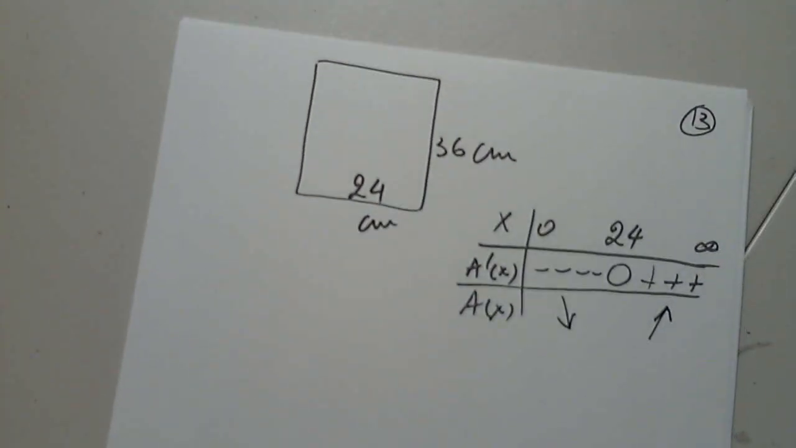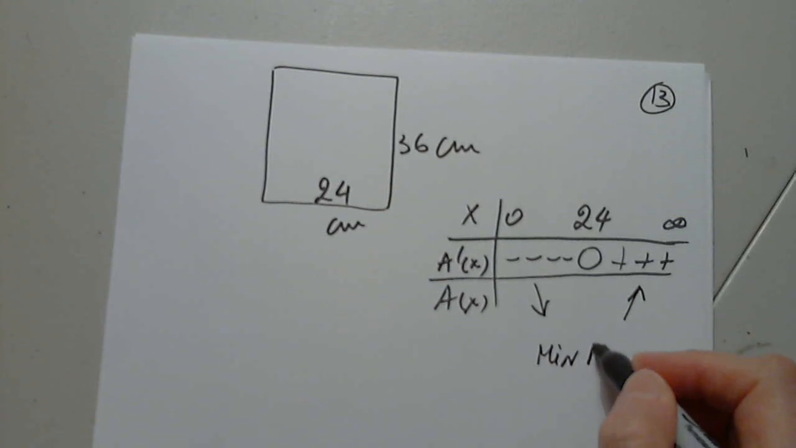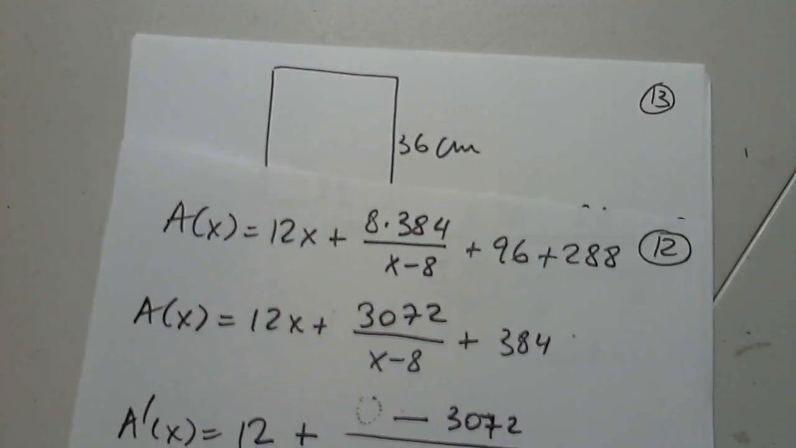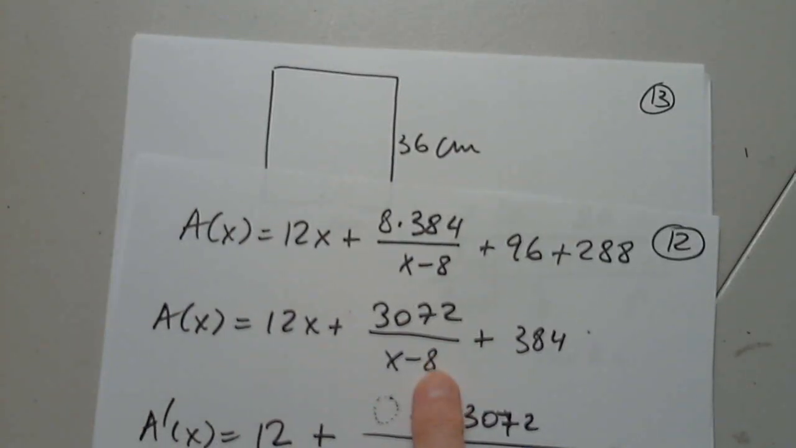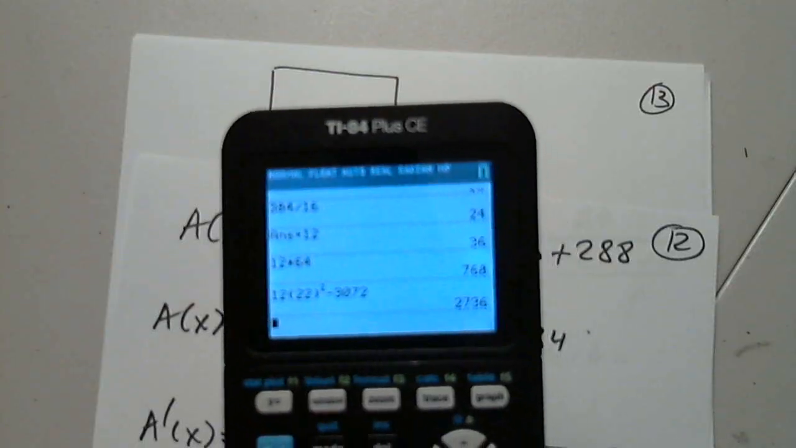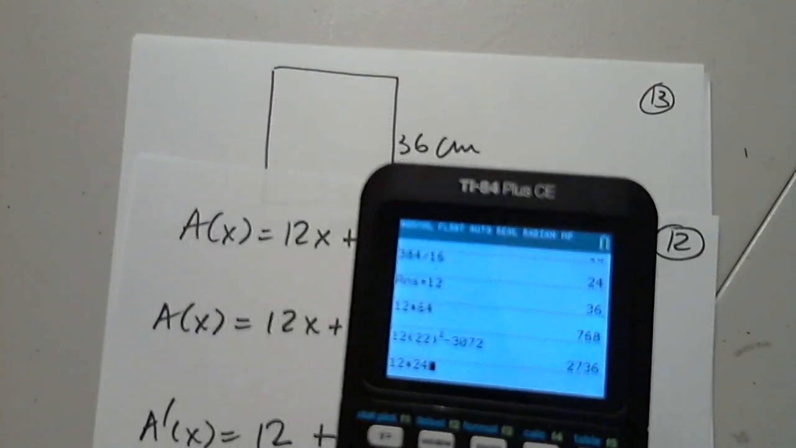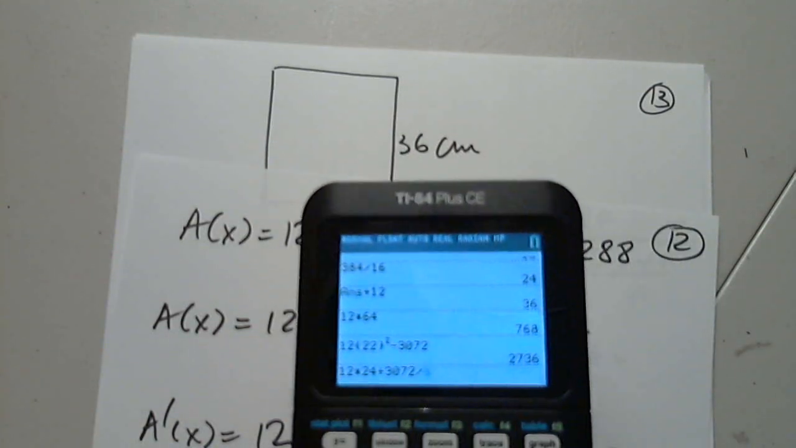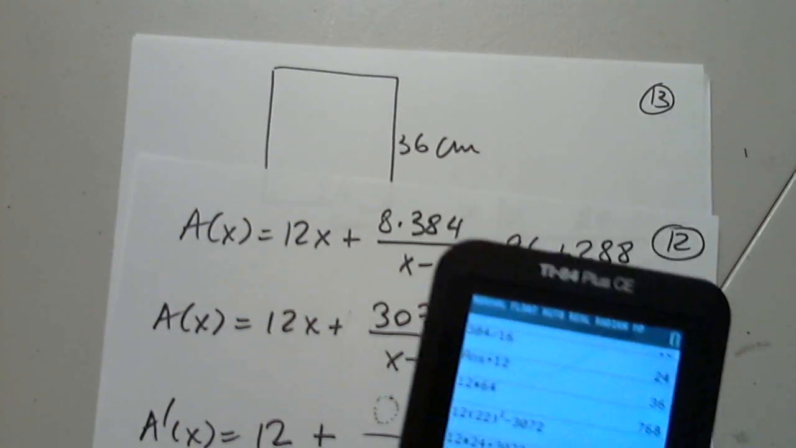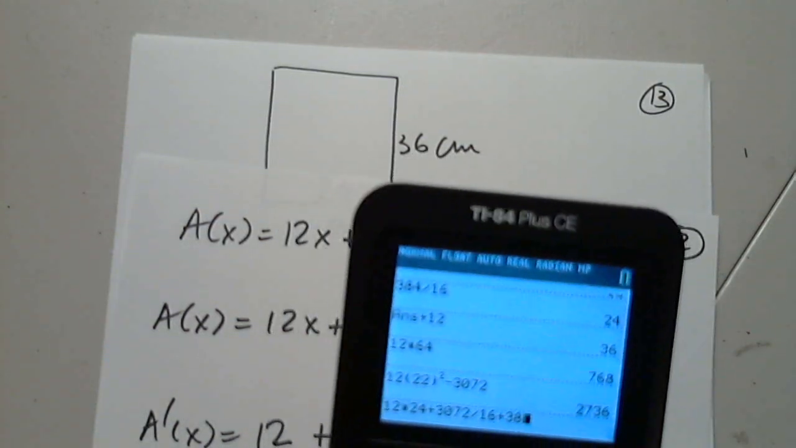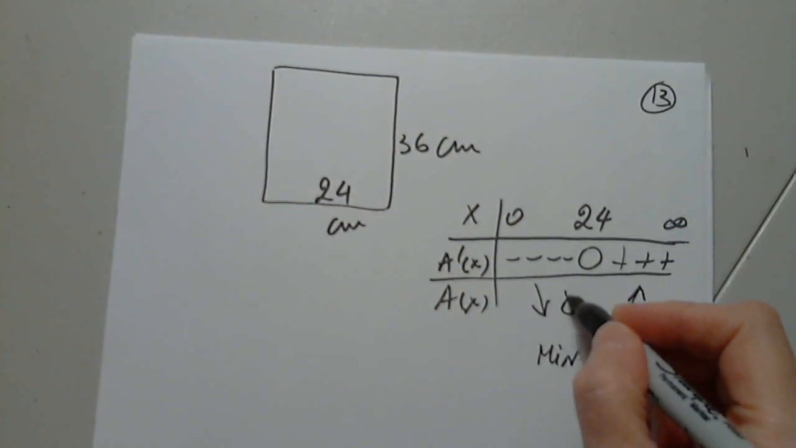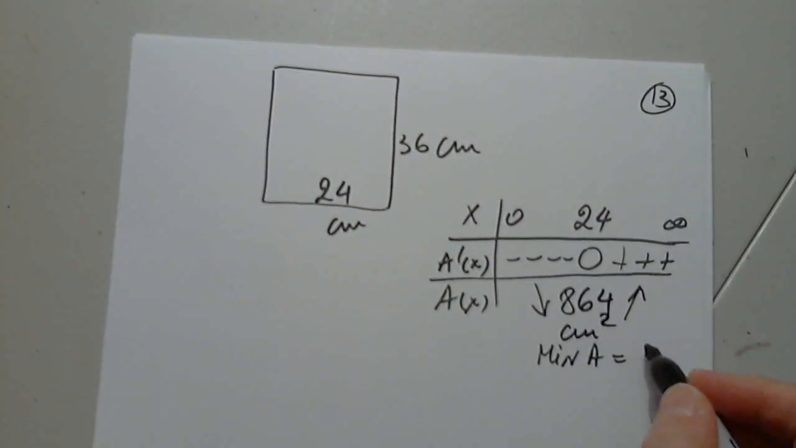And in case we're asked to find the minimum area, where is my function? Here is my function. So that's where I have to plug in 24. So 12 times 24 plus 3072 divided by 24 minus 8, which is 16, and plus 384, and I get 864. So this is 864 centimeters squared.